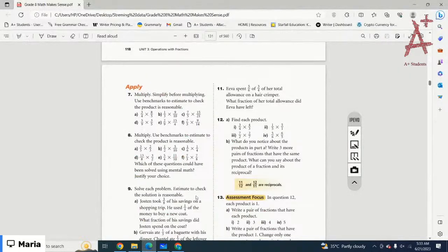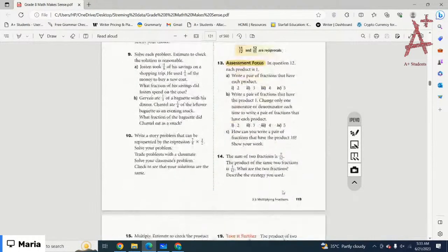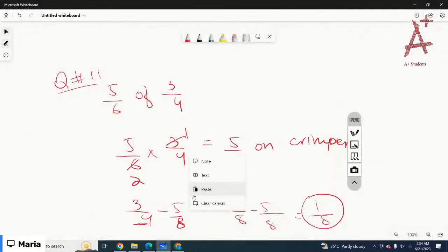Okay, let's just look at question number 14. The sum of two fractions is 7 over 12. The product of the same two fractions is 1 over 12. What are the two fractions? Describe the strategy you used. Okay, the sum of two fractions is 7 over 12. Got it?